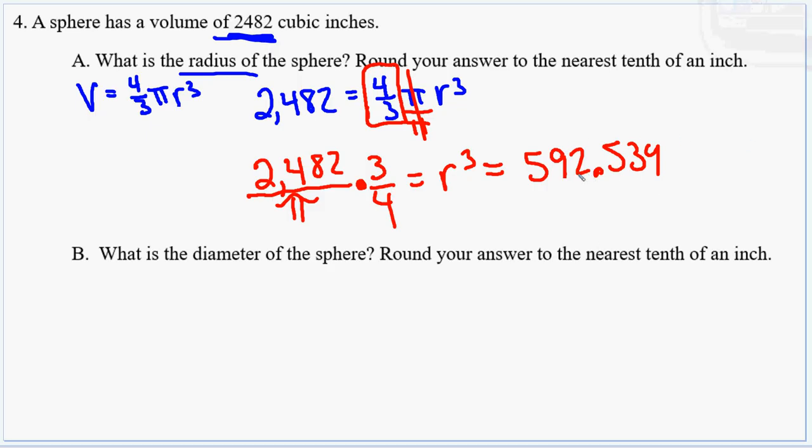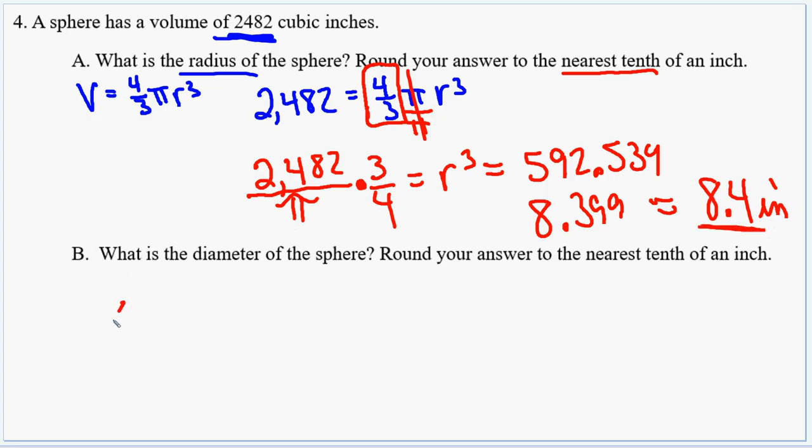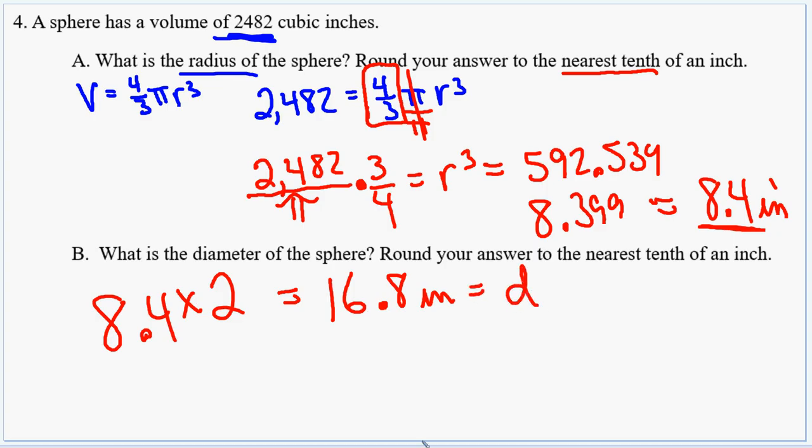And that tells me it's 8.399, and it does say round to the nearest tenth. So that's real nice to round to 8.4. Units are inches. Now, part B is real easy. What's the diameter of the sphere? Well, we just found the radius, so we're going to take the radius, 8.4, and we're going to double that and get 16.8 inches equals D for diameter.